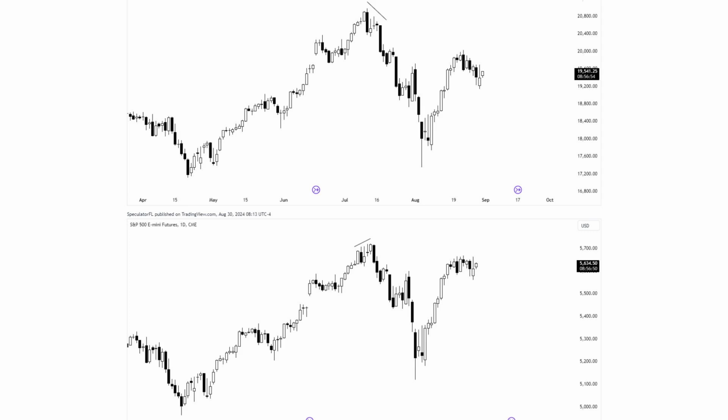Also, if you are a diligent student, then you would also remember that right here, this is the monthly CRT high. Price purged that high, and then it reversed from there, which means the SMT was also formed at a key time and key level, a higher time frame key level, which was the monthly CRT.